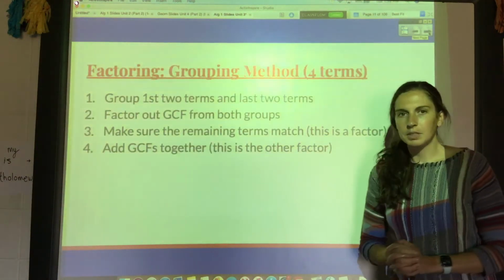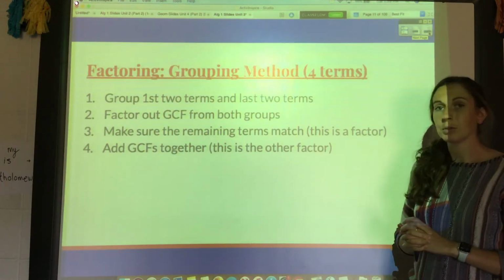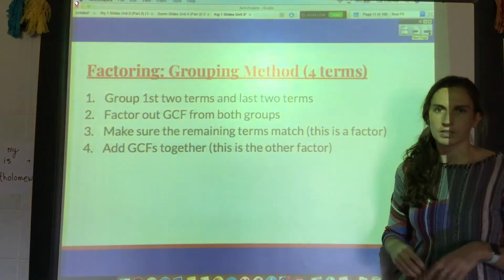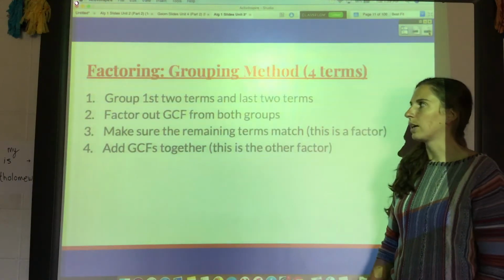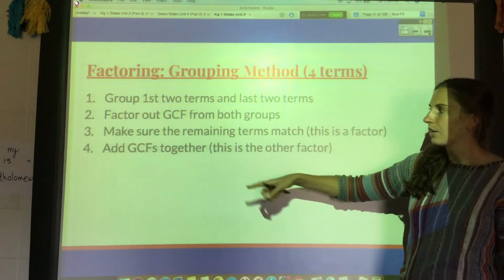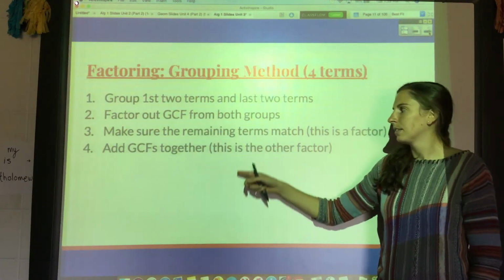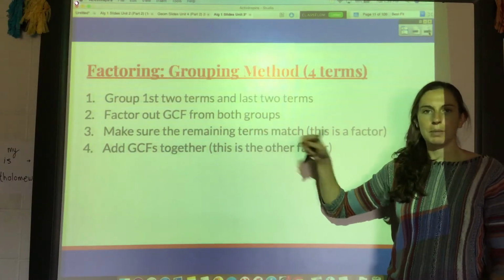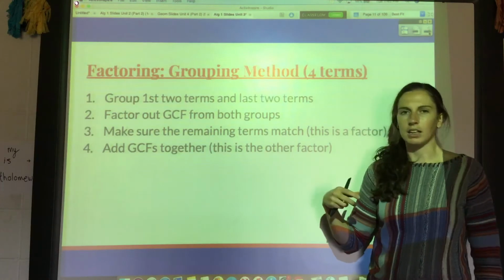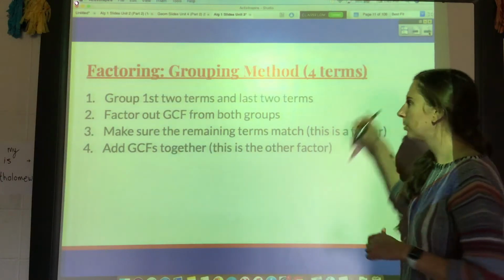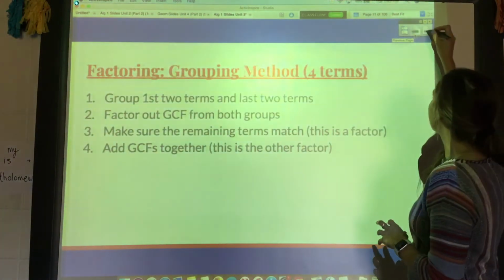Here are the steps, if you like to write down the steps for how to do this. When you factor something with 4 terms, this may not make a ton of sense yet, but you group the first 2 and the last 2 terms together. That's why it's called the grouping method. You're going to factor out a GCF from both groups, and then after that, whatever's left over should match. That's one of your factors, and then you combine the GCFs to make the other factor. Again, that may not make a whole lot of sense right now, but let's try an example. Feel free to pause the video and write that down.